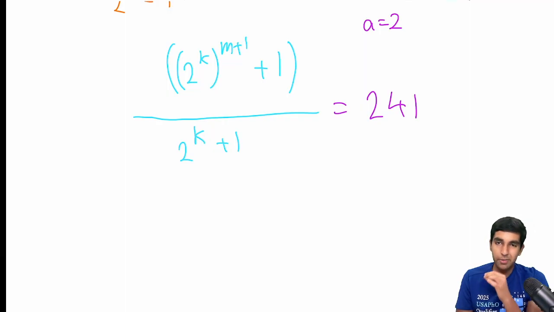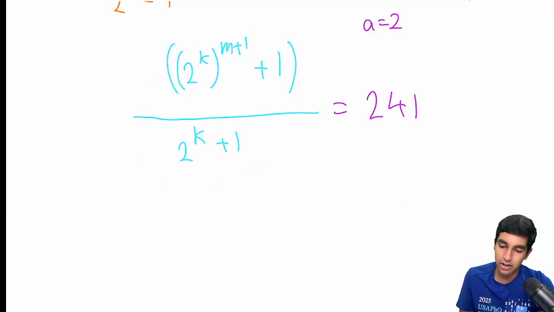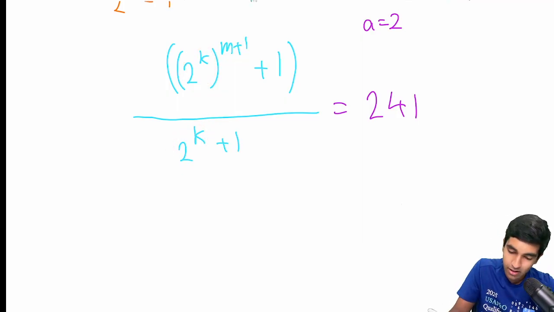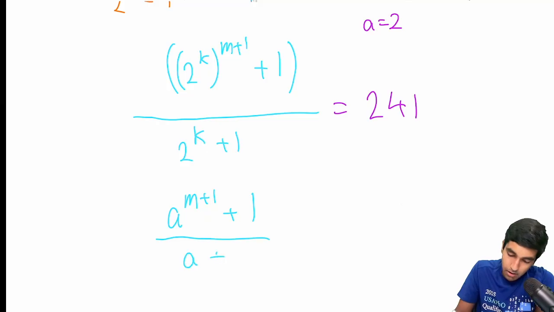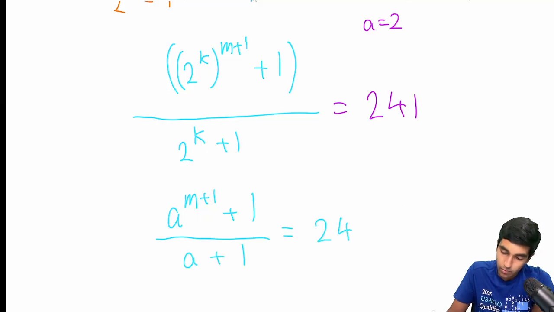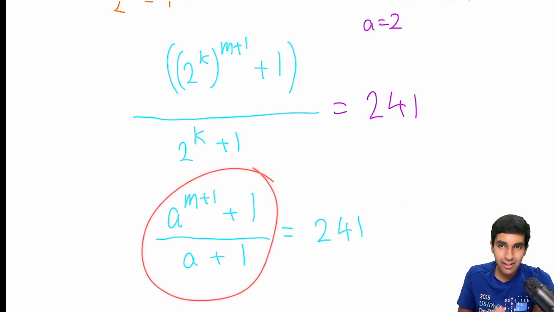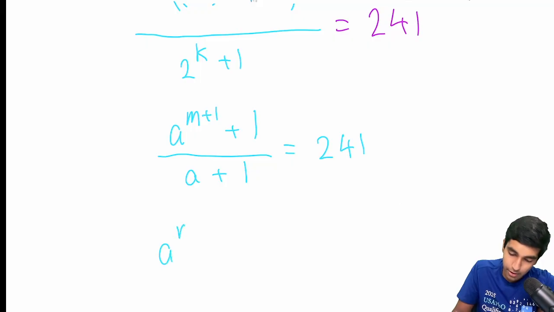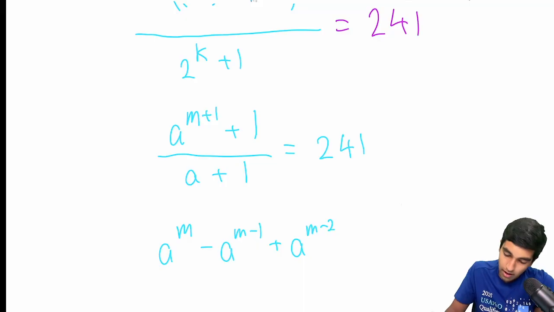So now you have to be a little bit smart here. It's going to be a little bit of thinking, a little bit of maybe testing stuff out, but you want to be a little bit careful and strategic about how you approach this. 2 to the k, 2 to the k, that's the first thing. Let's just say 2 to the k is a. We have a to the m plus 1 all over a plus 1, and this is equal to 241. Aha! This is exactly a factorization. And this is exactly going to be a to the m minus a to the m minus 1 plus a to the m minus 2, and so on.